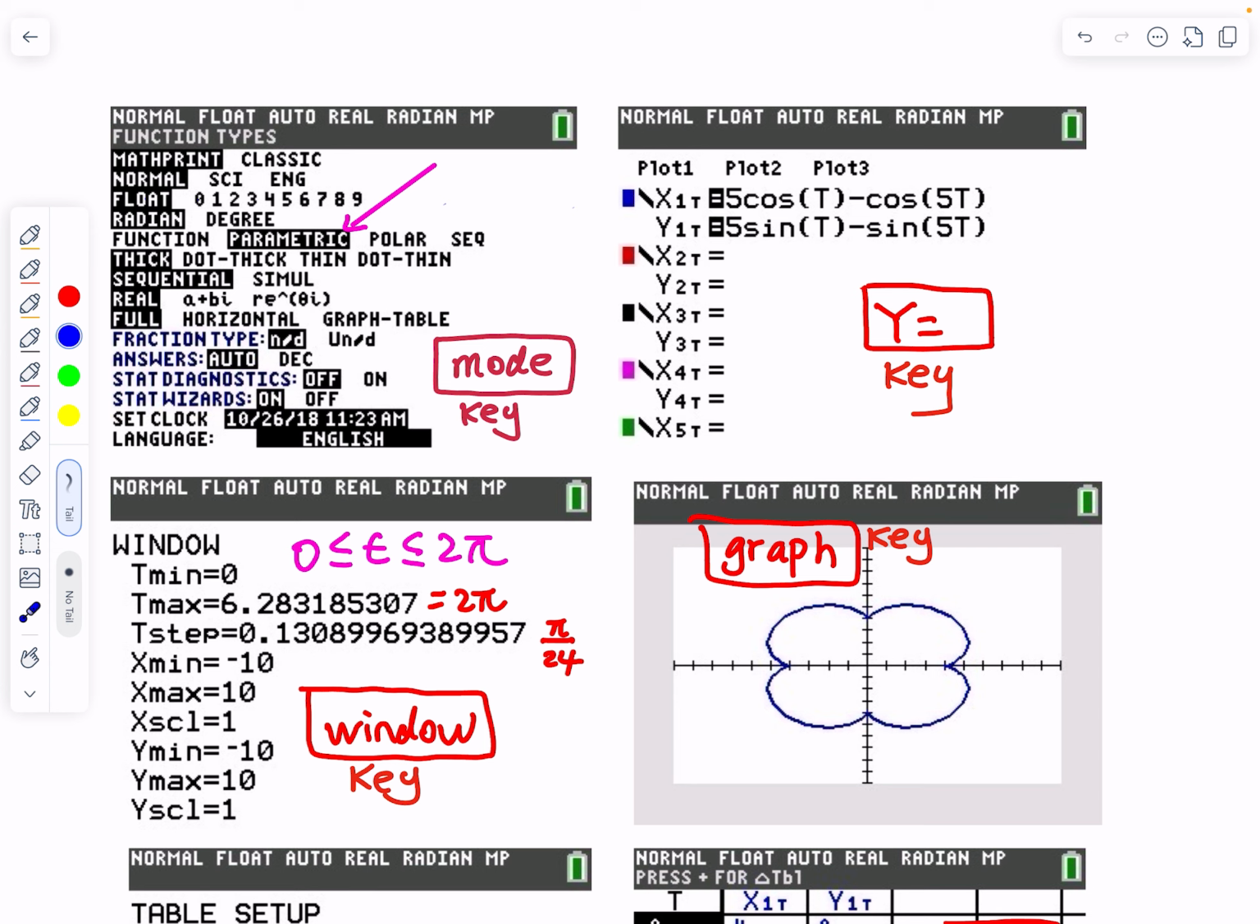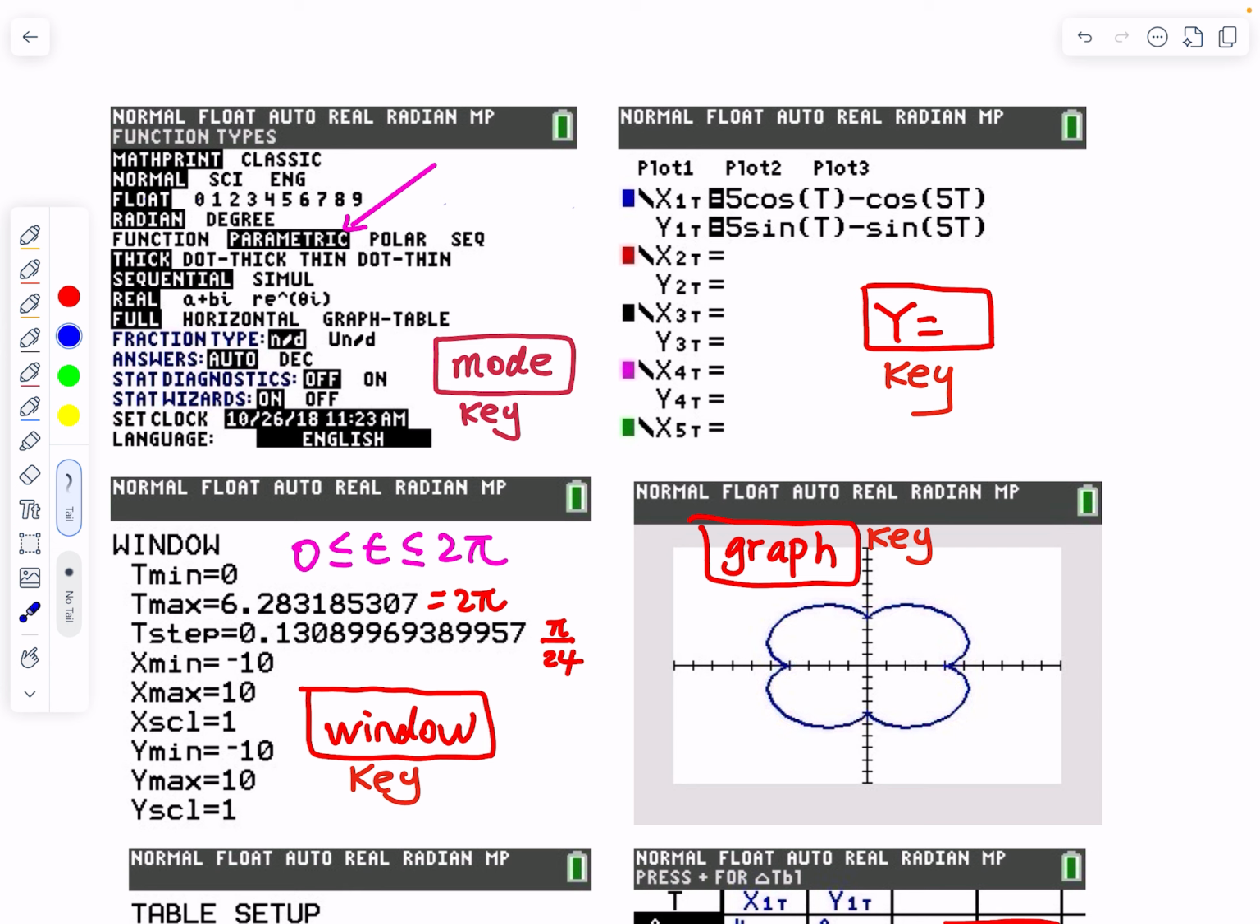And then in the next line, to get this 0.1308, I use pi over 24. I prefer to use a smaller quantity to make the graph show all the details. I want to see every little detail.